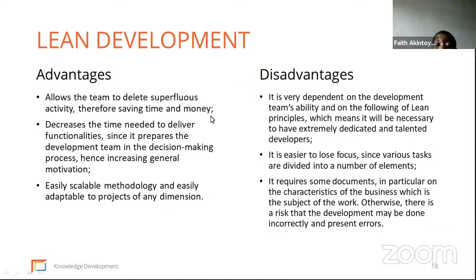Now, because of the way lean development is, you have to lose focus since various tasks and projects are divided into a number of elements. Then it requires some documents. Basically, when you want to carry out this line of work, the risk of development may also be there, and there may also be bugs, errors, etc.